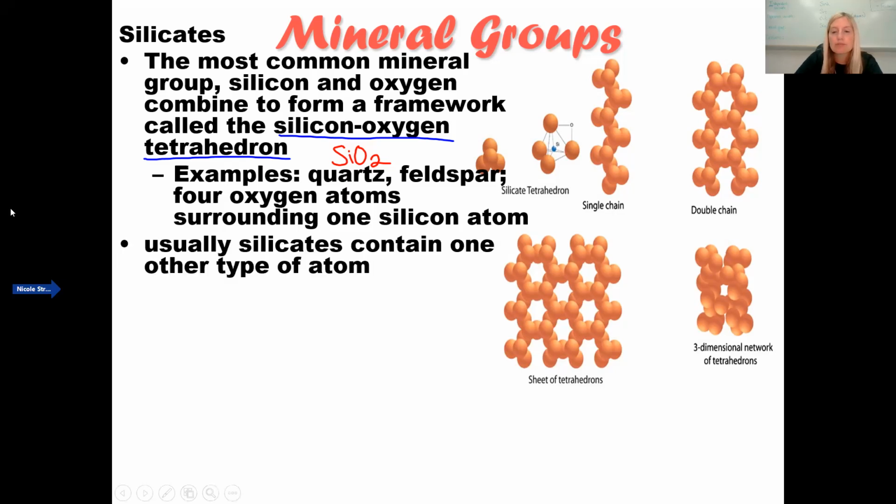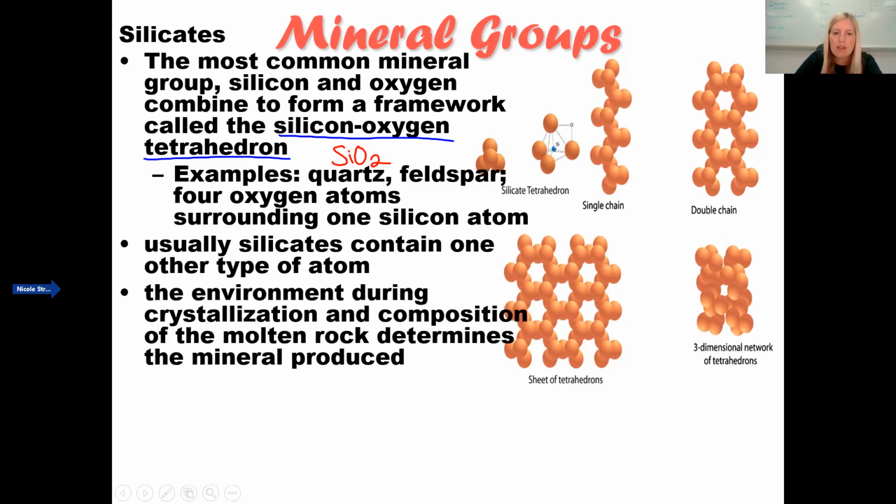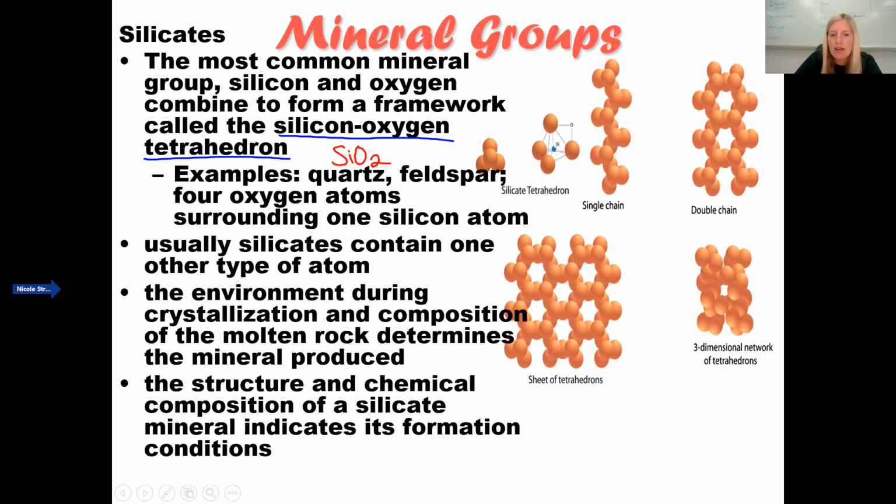Usually it's not just going to be silicon and oxygen, they'll probably have something else like we said before, sodium, calcium, potassium, and that is just going to be determined by whatever was in the molten rock and those conditions when the molten rock was able to crystallize. So by looking at a feldspar, that just gives us clues as to what it was like when it formed.